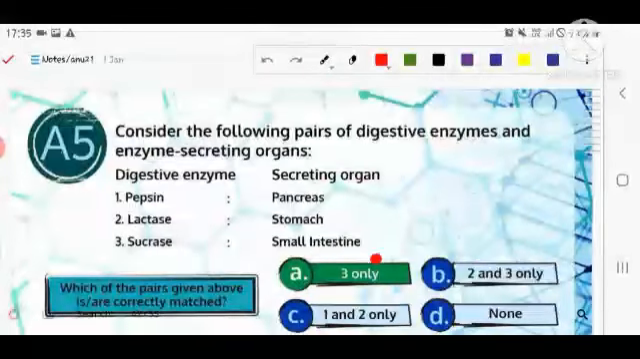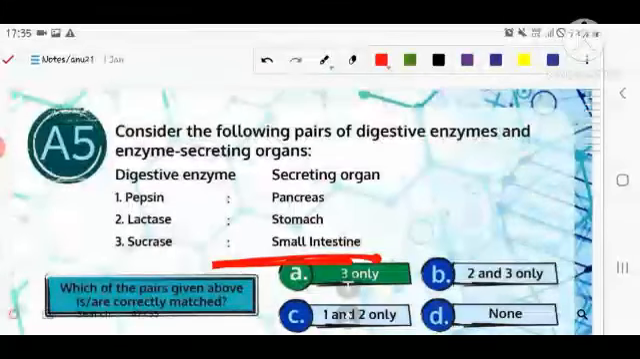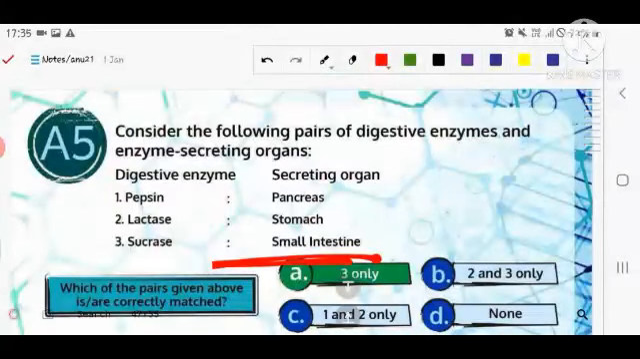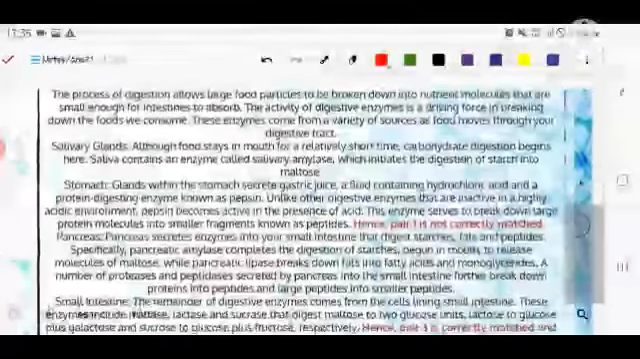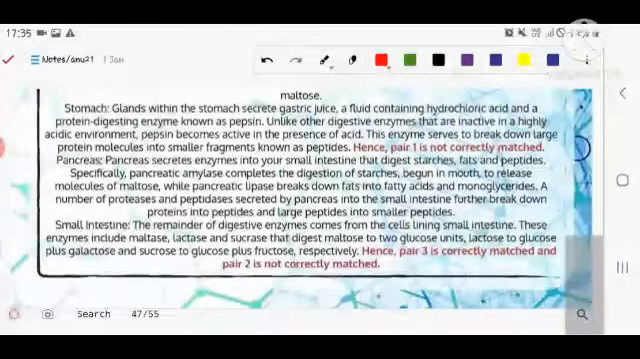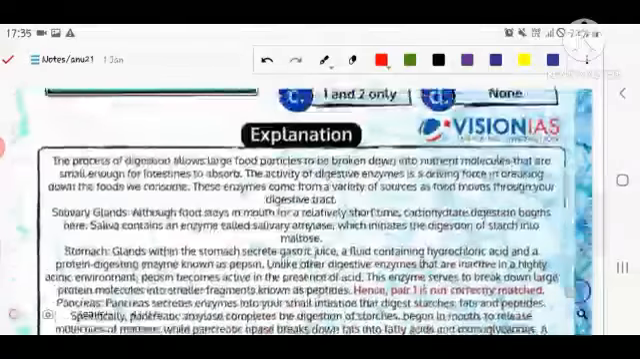Let's see. Secretin is a digestive enzyme secreted in the small intestine, that is correct. Pepsin, I think, is not in the mouth. Lactase, let's see. So the third is correct here. The process of digestion, let's see.